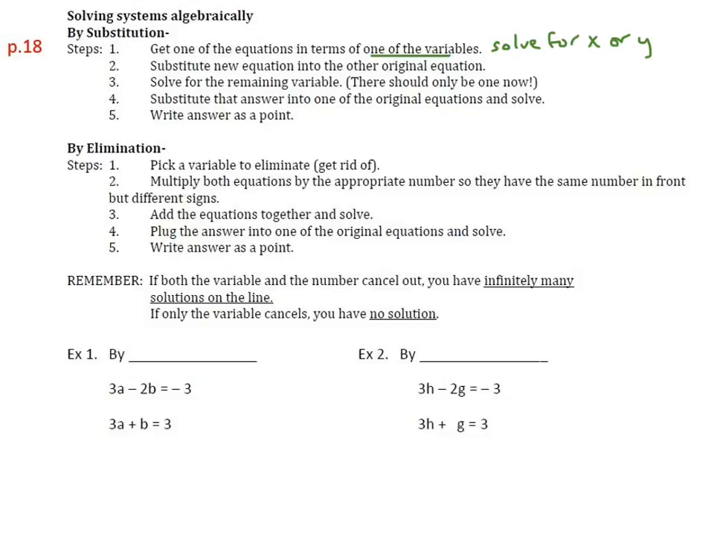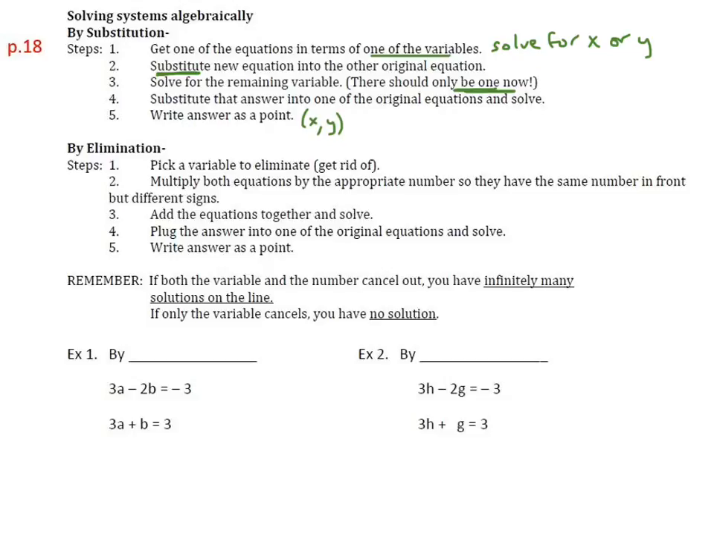But we want to have it solved for one of the variables. Then we're going to substitute our new equation into the other original equation. That's how we get the name substitution method. And then we're going to solve for the remaining variable. Remember, there should only be one variable left in that new equation. So we're going to substitute that answer back into one of the original equations and solve again, and now we'll have our answer as a point, and we can write it as that ordered pair (x, y).